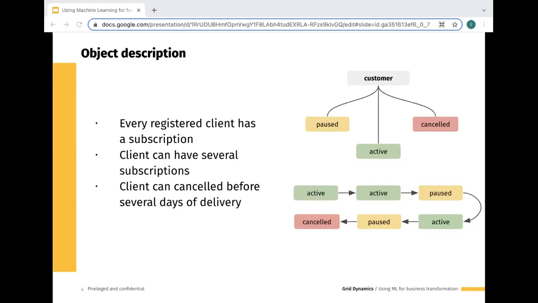Every customer has a subscription. Also, every client can have several subscriptions, and each of them has one of three statuses: paused, active, or cancelled. On the slide, you can also see an example of a customer path. Every week he has some status for his subscription. Active tells us that he gets his delivery. Paused tells us that he doesn't want to get his delivery this week, and he can cancel his subscription to not receive any goods from the company and not pay for them.